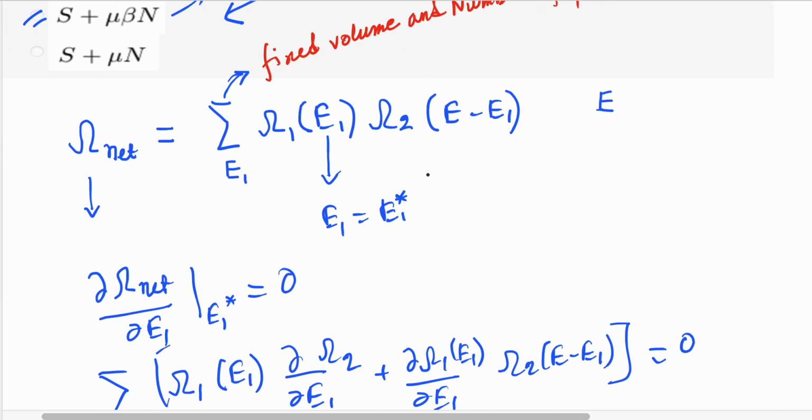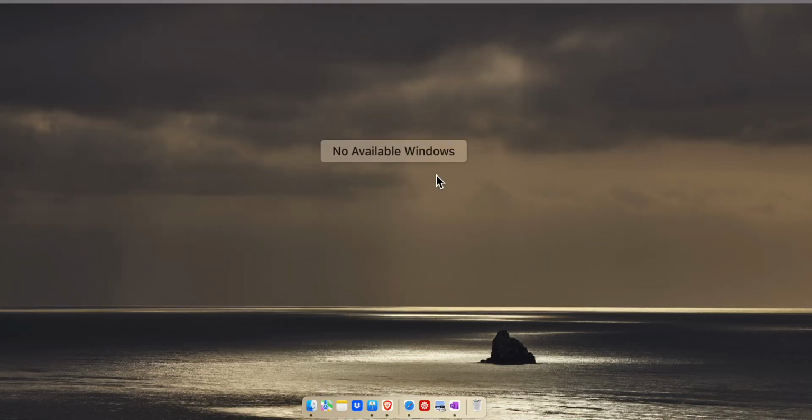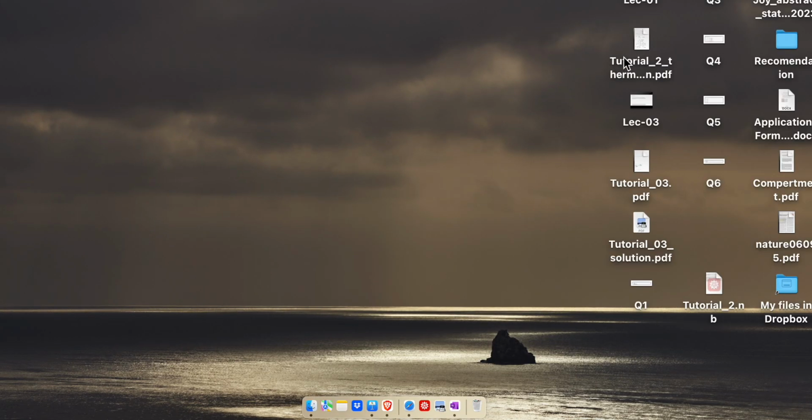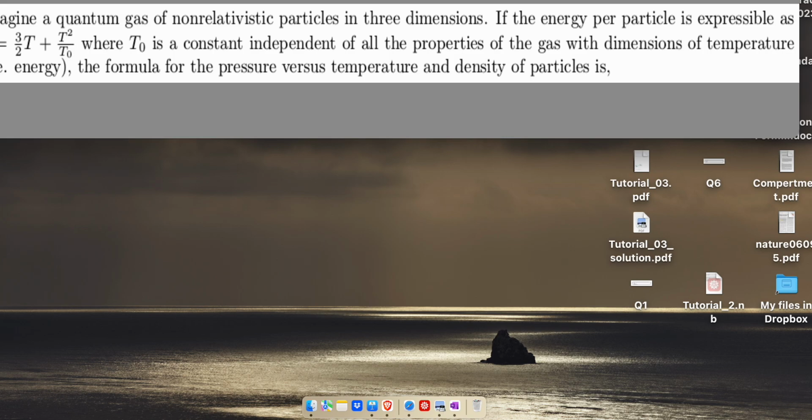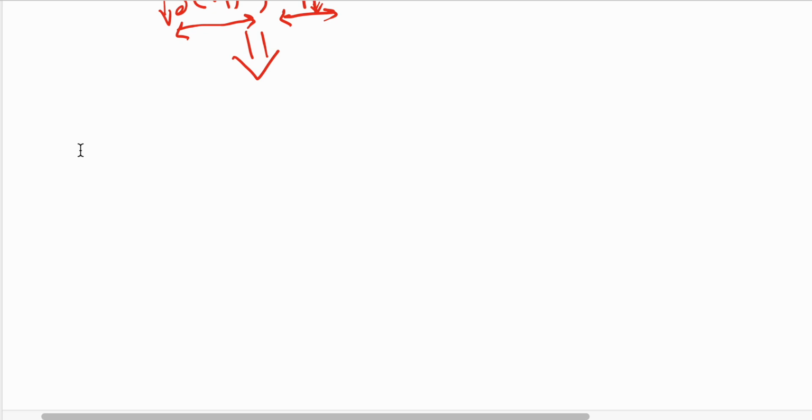Now we have solved this question 2. Now we will go toward question 3. Okay, let's move toward question 3.